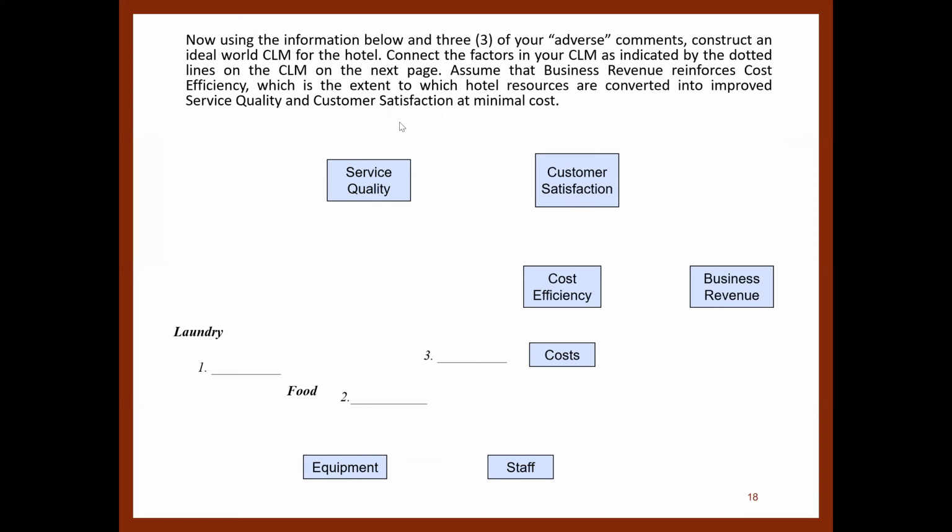causal loop model. So now, using the information below and 3 of your adverse comments, construct an ideal world causal loop model for the hotel. You're going to connect the factors in your causal loop model as indicated by the dotted lines on the causal loop model on the next page. And you're going to assume that the business revenue reinforces cost efficiency, which is the extent to which hotel resources are converted into improved service quality and customer satisfaction at a minimal cost. We are talking about these 2 boxes here.